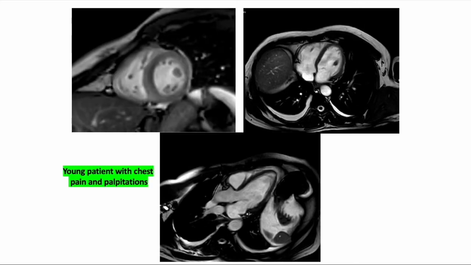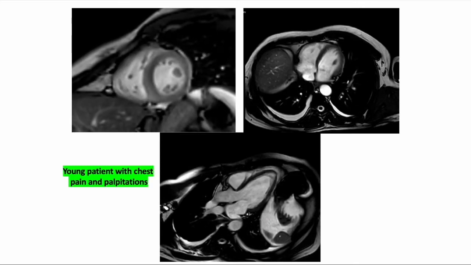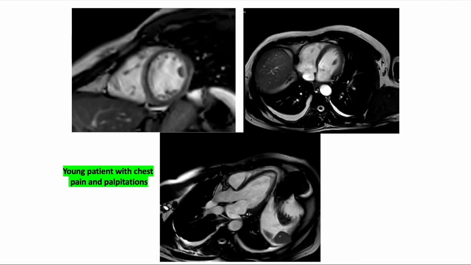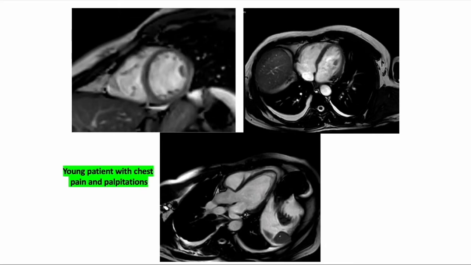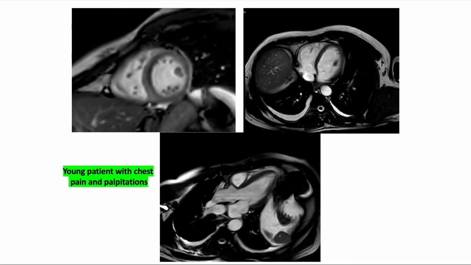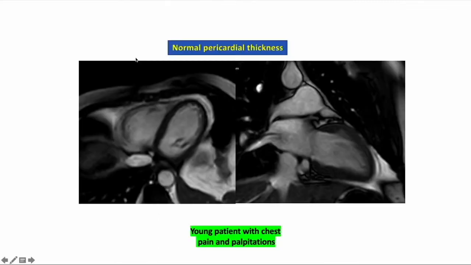We'll discuss a case example. This is a young patient who has presented with chest pain and palpitation. So what you can see here is the lateral wall of the LV is hypokinetic. Same thing is seen on the 4-chamber view here, as well as the 3-chamber view. As you can see in the white blood image sequences, the pericardial thickening is normal here as well as here.